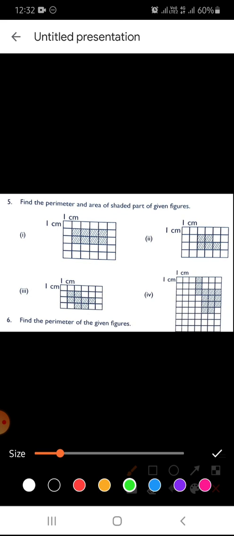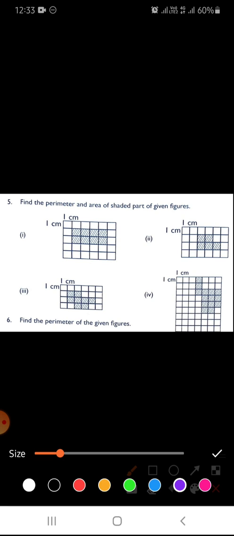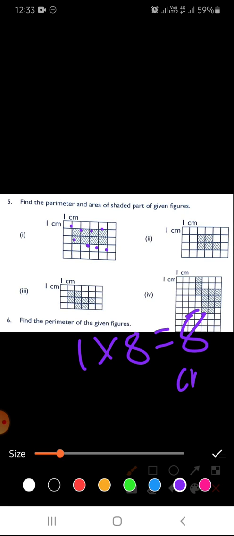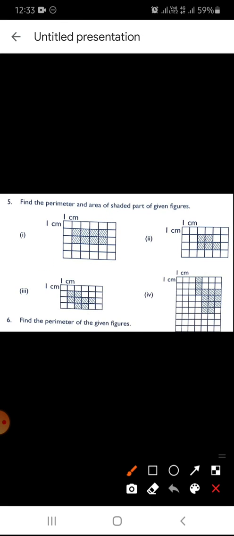So if we have to find the area of 8 shaded boxes, how many boxes? 8. So it will be 1, 2, 3, 4, 5, 6, 7, 8. The area of one box is 1, so the area of 8 boxes will be 8. So it is 8 centimeter square. This is the area of this box, 8 centimeter square. And for finding the perimeter, what we will do?